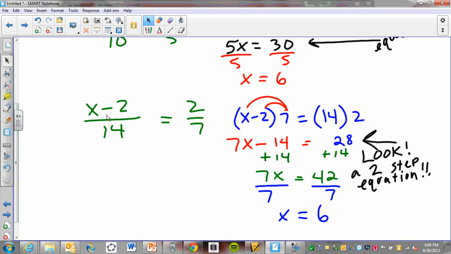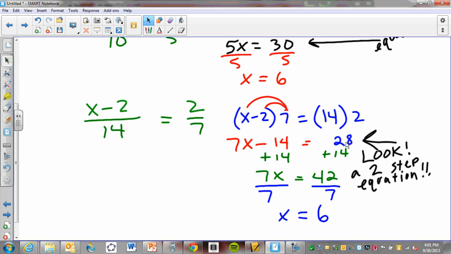Now, when you have something like this, we still cross multiply and divide, but you're going to want to put this x minus 2 in parentheses. We have x minus 2 over 14 equals 2 over 7. So x minus 2 goes in parentheses, and then the 7 that we're multiplying by equals 14 times 2. When we distribute the 7, we have 7x, and we have negative 14. And then when we multiply this together, we get 28.